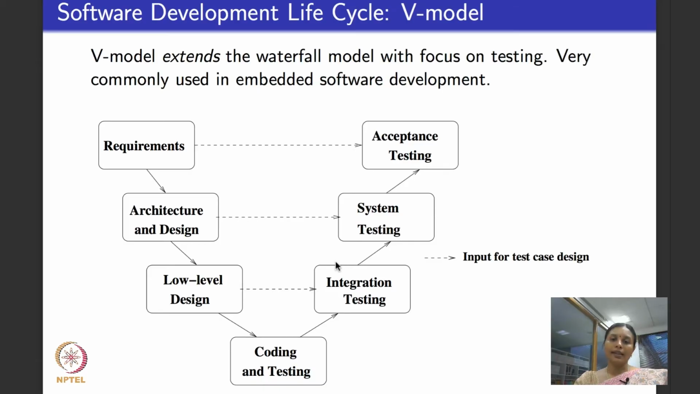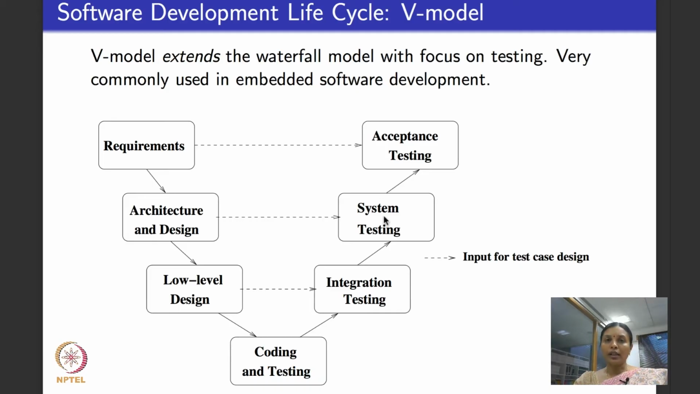What does the V model say? Let's look at these dashed lines with arrows in the V model. It says that integration testing is related to low-level design, system testing is related to architecture and design, acceptance testing is related to requirements. What is the legend for this dashed arrow? It says input for test case design. That is, if you want to design test cases for integration testing, where do you get data or inputs to design your test cases from? You get it from the low-level design.